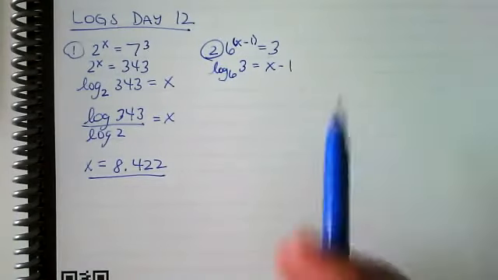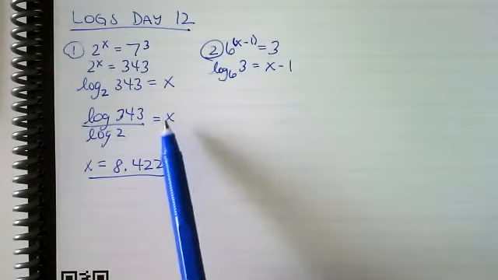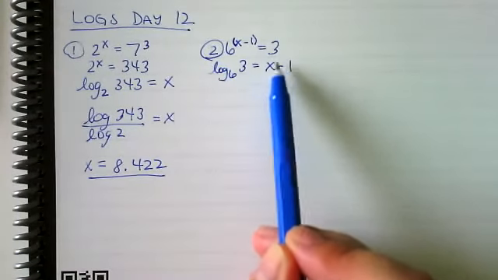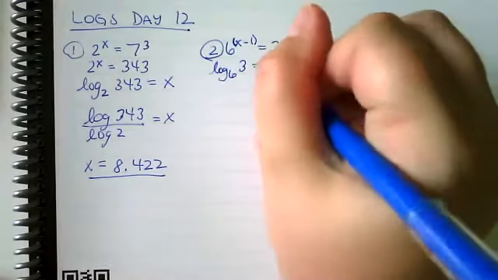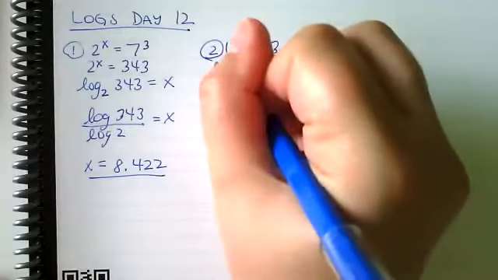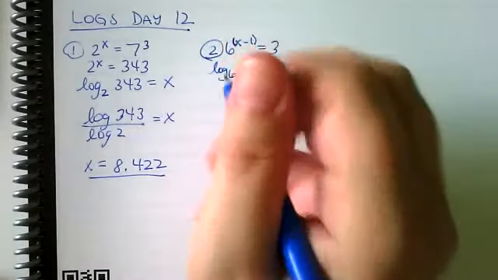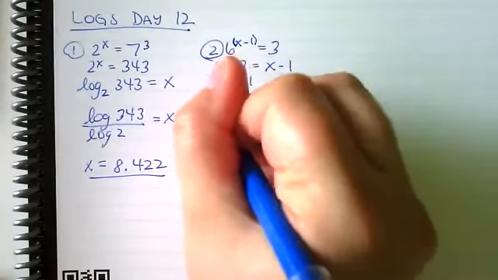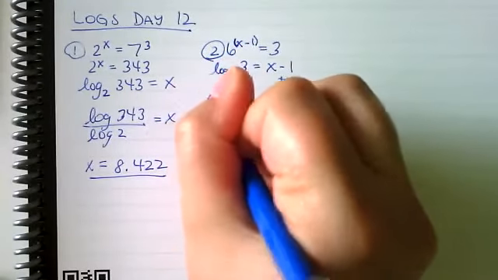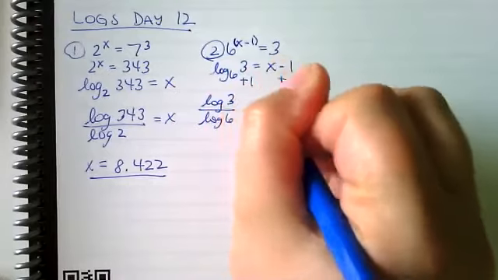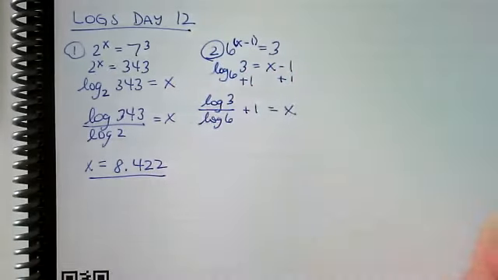Over here, different from question number 1, I have this minus 1. So in order to get x by itself, I'm going to have to add this 1 to both sides. What I'm going to end up doing is my change of base: log of 3 divided by log of 6, and then I'm going to add 1 to it, and that's going to give me what x is equal to.